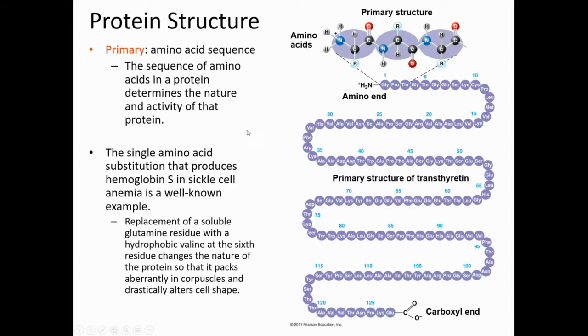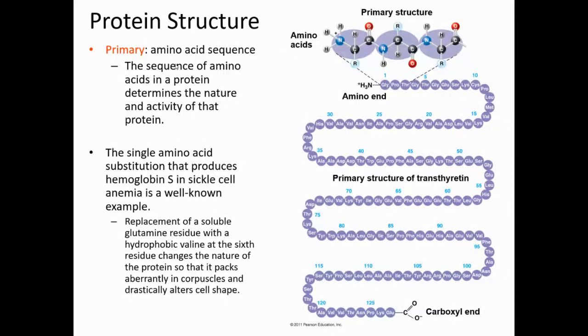So the primary structure is basically the amino acid sequence, the sequence of amino acids in the protein, which determines the nature and the activity of that protein. The primary structure can be determined directly by the DNA sequence, all right? Because later on we will learn the genetic code. The genetic code translates those DNA sequences into amino acids, and that amino acid sequence gives you the primary structure.